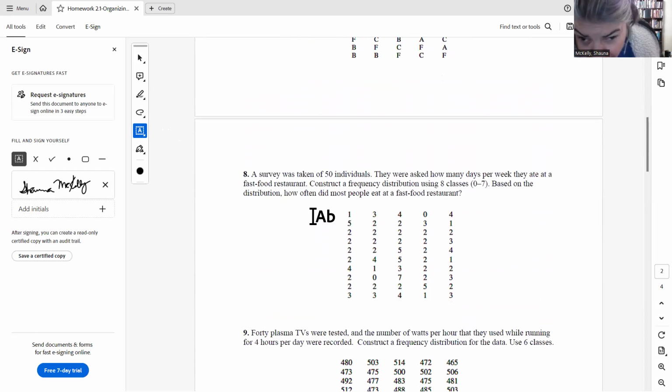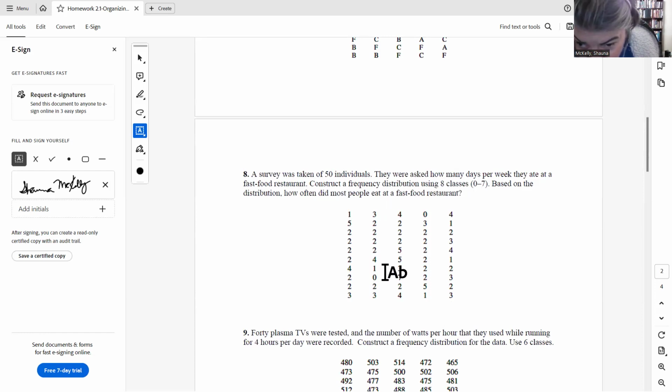Now, this number 8, I've had people be a little bit misled here. A survey was taken of 50 individuals. They were asked how many days per week they ate at a fast food restaurant. Construct a frequency distribution using 8 classes, 0 through 7. Now, she gave you the number of classes, that's true. So you would think that it was a grouped frequency distribution. However, this is 0 through 7.